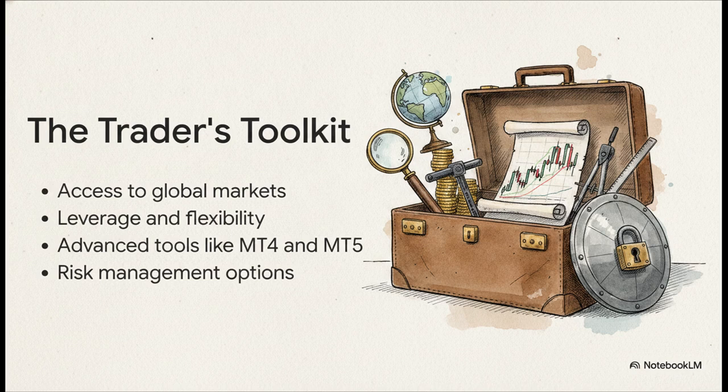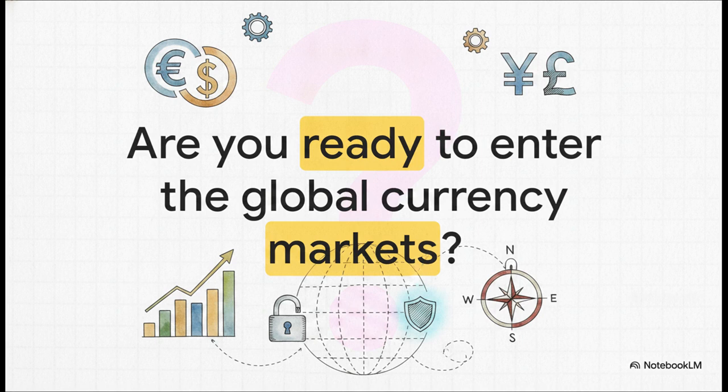But here is the absolute golden rule of leverage you must never forget. It is a double-edged sword. Yes, it magnifies your potential profits, but it equally magnifies your potential losses. Third, you get advanced trading tools utilizing platforms like MetaTrader 4 and 5 for sophisticated charting and automated strategies. And finally, because of that leverage and market volatility, you get vital risk management options. Features like the stop-loss order act as your ultimate emergency brake, automatically closing your position if the market moves against you past a certain point. Along with take-profit orders, these tools allow you to set predefined exit points to manage your risk and protect your investments entirely automatically.